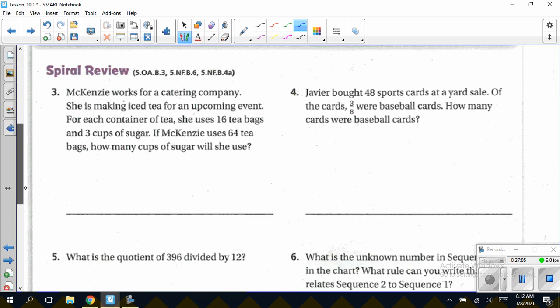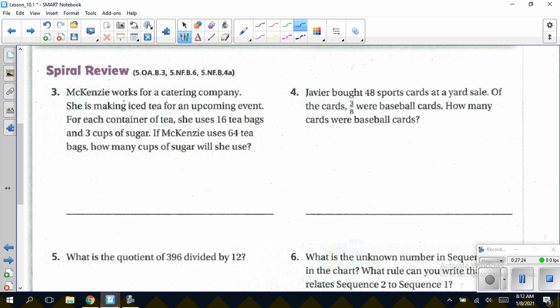Moving down to the spiral review. Number 3, Mackenzie works for a catering company. She is making iced tea for an upcoming event. For each container of tea, she uses 16 tea bags and 3 cups of sugar. If Mackenzie uses 64 tea bags, how many cups of sugar will she use?